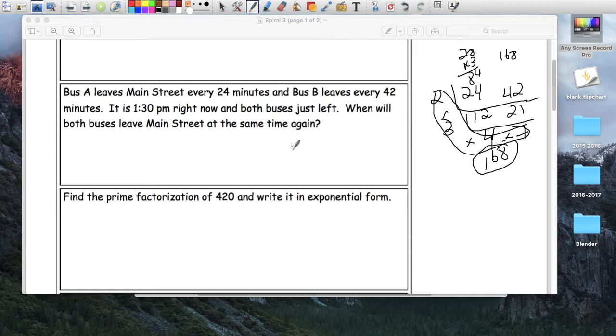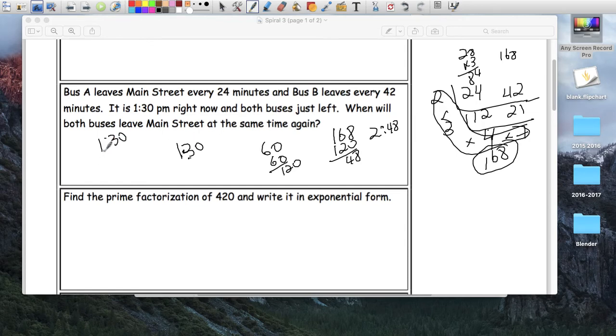And 168 minutes is, well, 1 hour is 60. Another hour is 60, so that would be 120. 168 minus 120 gives me 48. So I know the 168 minutes is 2 hours, because that's 120, and 48 minutes. So let's add that to 1:30. Let's do the 2 hours first.